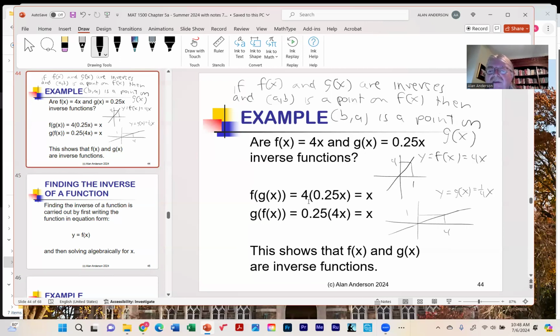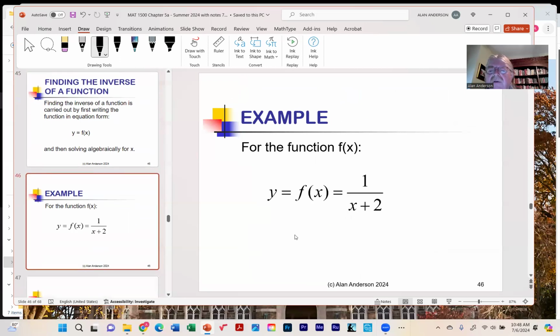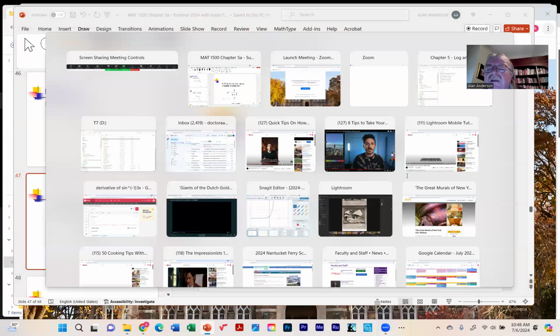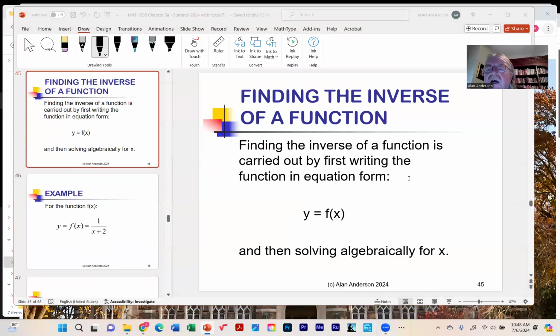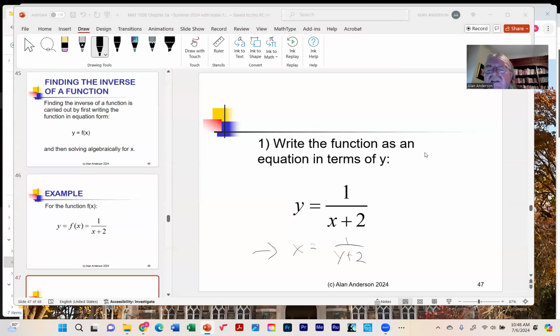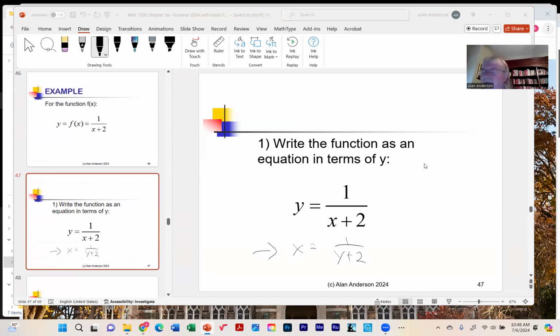In other words, it's not always so obvious what the inverses are. So here's what we're doing. Let's take this as a simple example. What you're doing is you start by reversing the x's and y's. Here we have y equals 1 over x plus 2. This is going to become x equals 1 over y plus 2. I'm just reversing the x's and the y's, and now I have to solve for y.